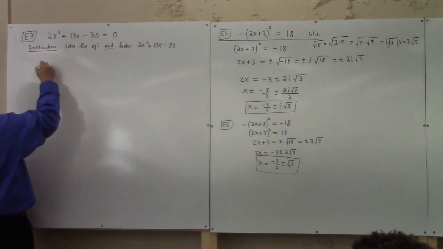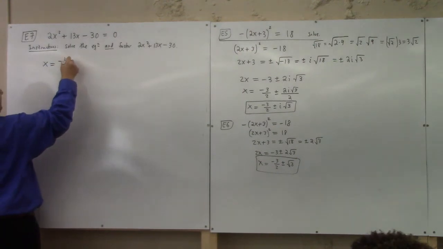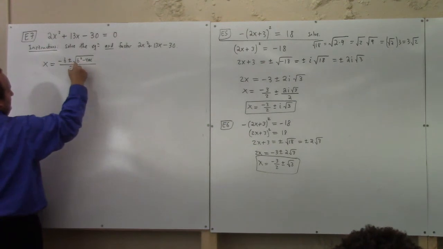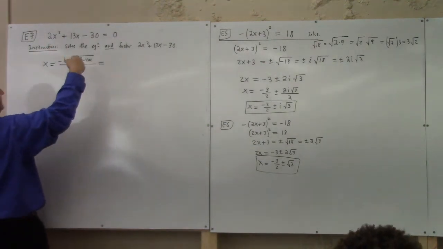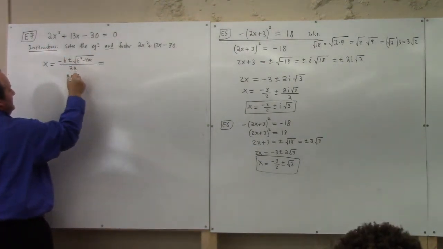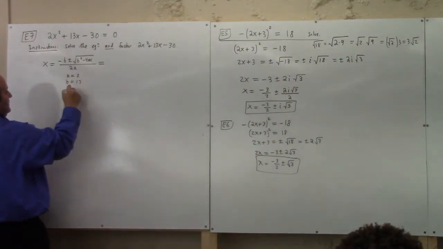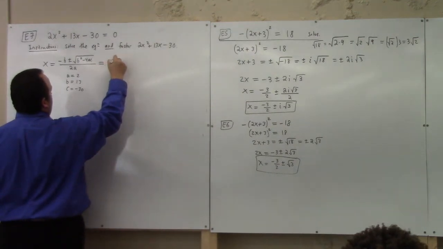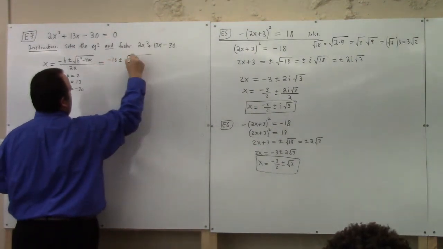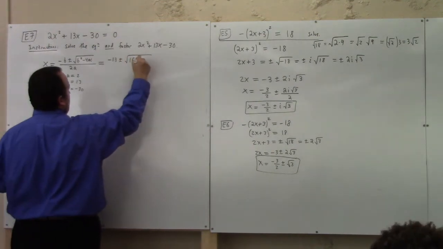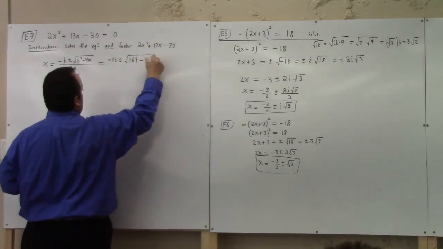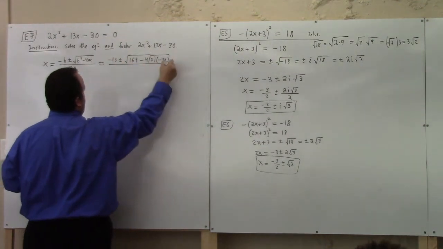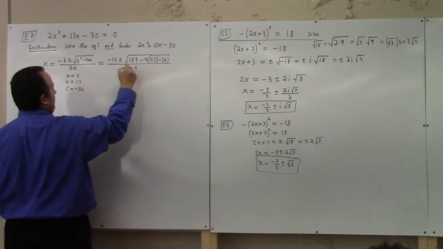So I'll just write it down here. x is equal to minus b plus or minus the square root of b squared minus 4ac, divided by 2a. So here, a equals what? Yeah, a equals 2, b equals 13, c equals minus 30. It's a little bit unpleasant, but here it is: minus 13 plus or minus the square root of 169 minus 4 times 2 times minus 30, all divided by 2 times 2, which is 4.